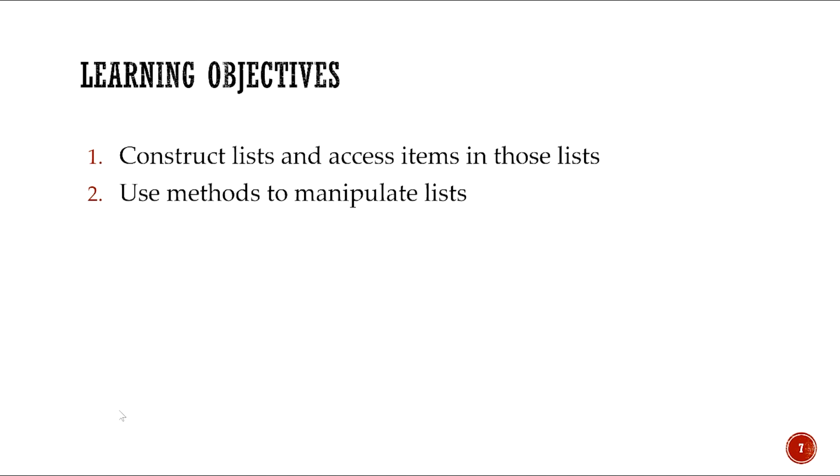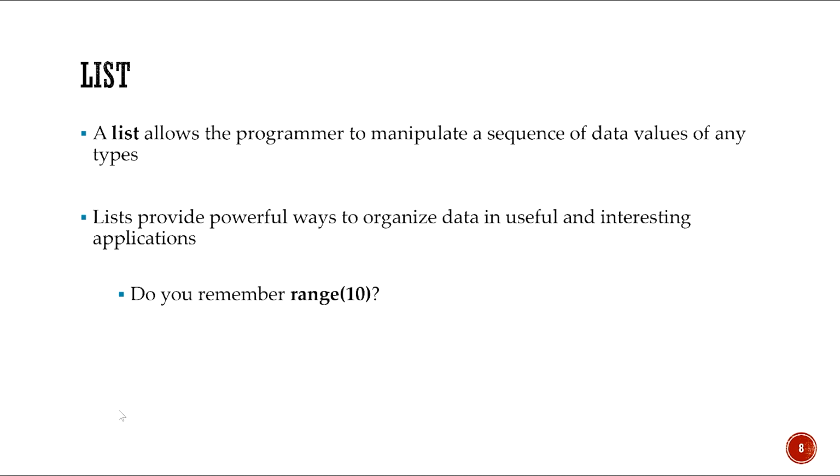Learning objectives include constructing lists and accessing items in those lists, how we can create a list and how we can update their values. We use different methods to manipulate lists. A list is a new data structure in Python and allows the programmer to manipulate a sequence of data values of any type. So we can have a sequence of numbers, we can have a sequence of strings. It doesn't have to be numbers. Lists provide powerful ways to organize data in useful and interesting applications.